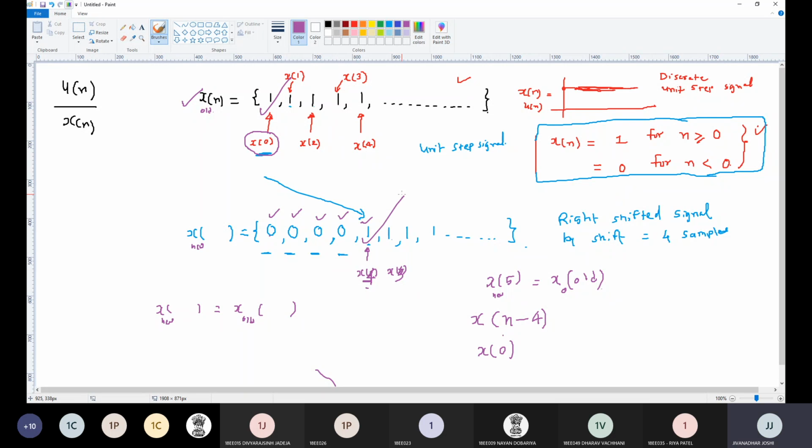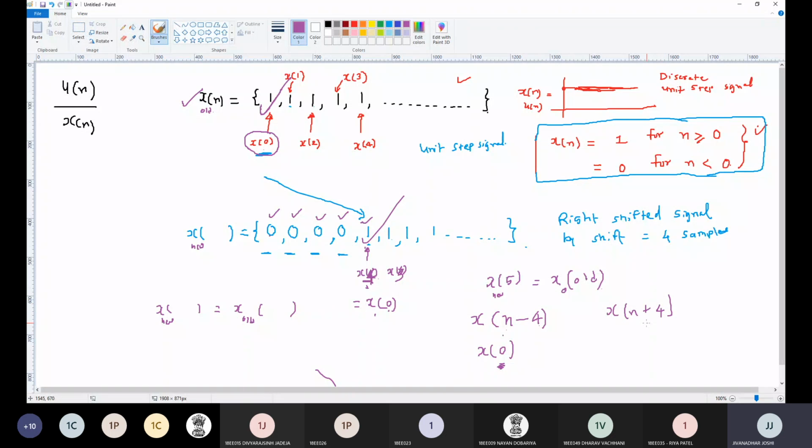Do you agree with me? If I write n minus 4, then today x of 0 will come here, and I need x of 0 here. X of 4 should be equal to x of 0. But this one is new and this one is old. Where is x of 0? Over here. So how to do it? This 4 should be subtracted by the equal amount to have x of 0, 4 minus 4 is 0. Means I need to write it down as n minus 4, not as x of n plus 4.